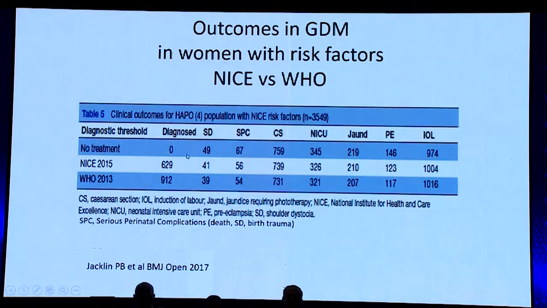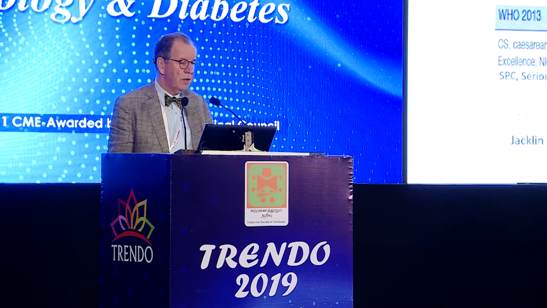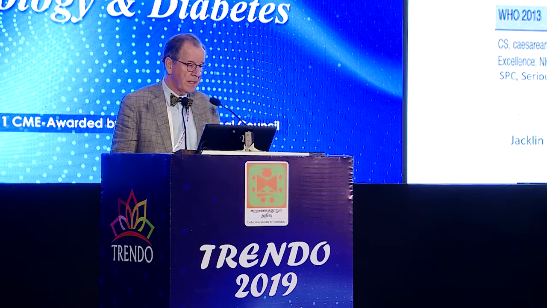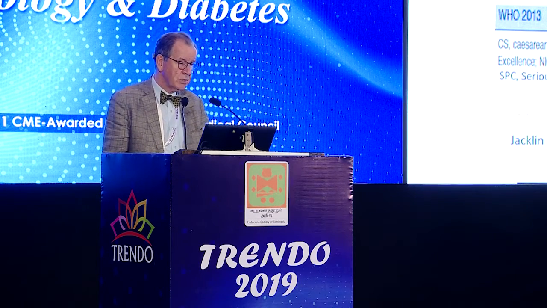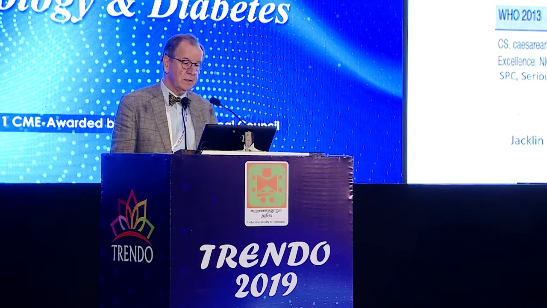What does that mean in terms of complications from pregnancy and what the intervention would do to reduce them? Well, here we've got the number of women diagnosed with gestational diabetes. We've got here SD, which stands for shoulder dystocia. SPC is serious perinatal complications, death, shoulder dystocia and birth trauma. CS is cesarean section. NICU is an admission to the neonatal intensive care unit. This is neonatal jaundice. And P is preeclampsia, and IOL is induction of labour.